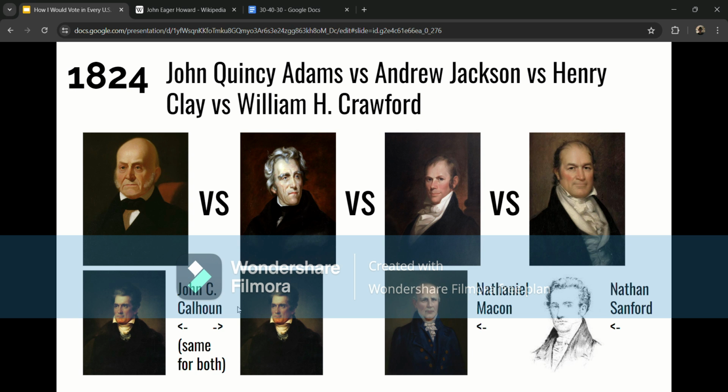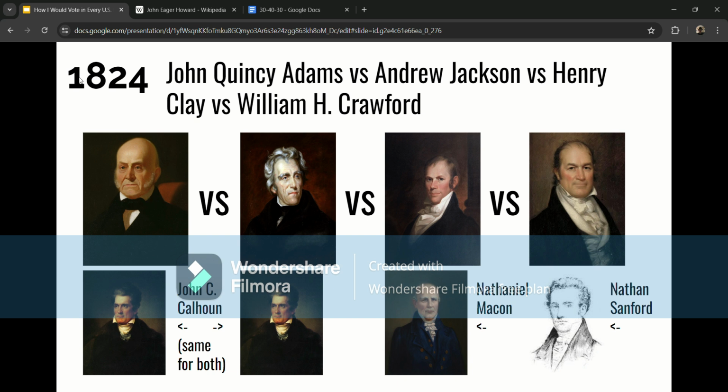Finally, we're getting into an election that is very fun and interesting to talk about, which is the election of 1824. The first of several four-way race elections that happened in American history. There will be several others that we'll be talking about.